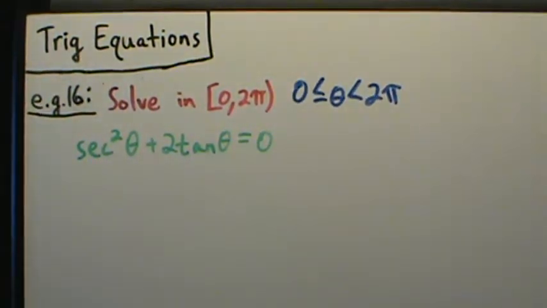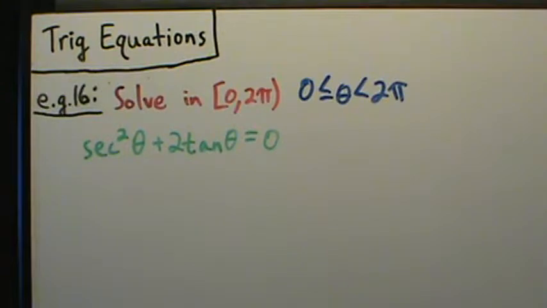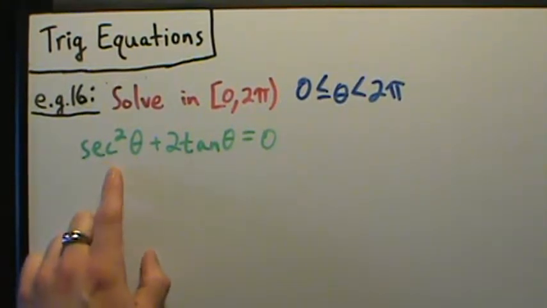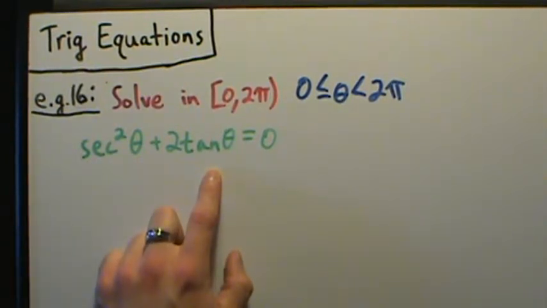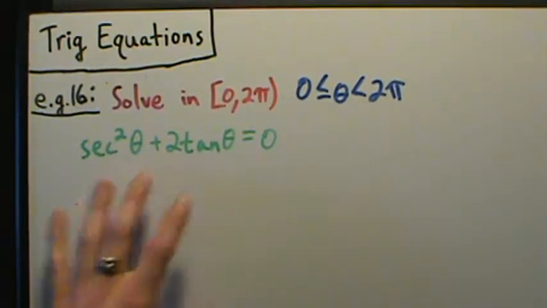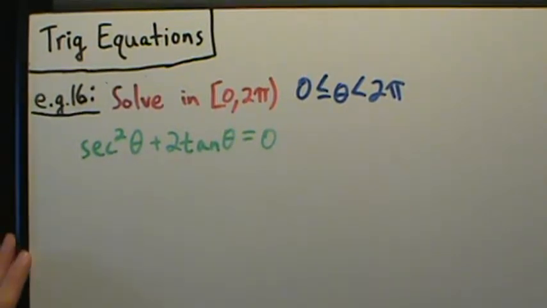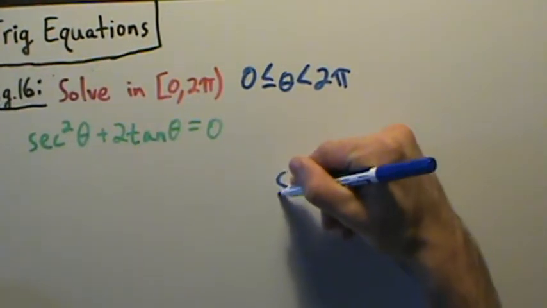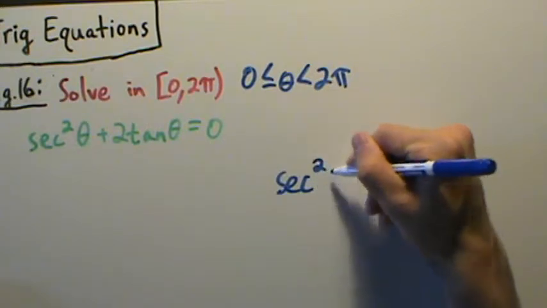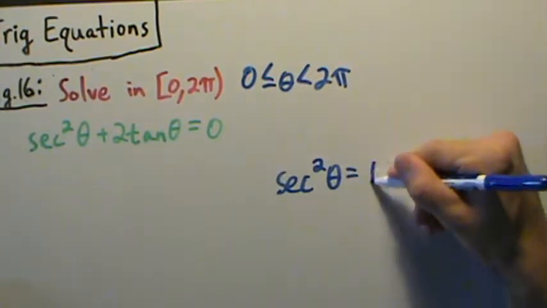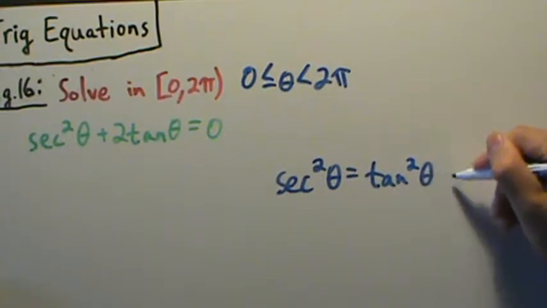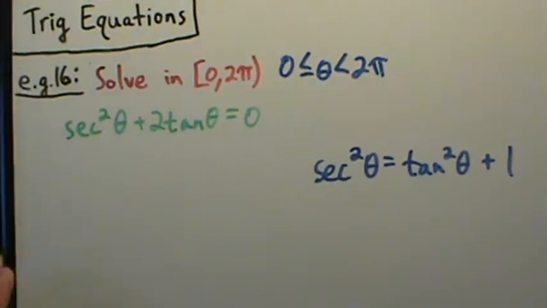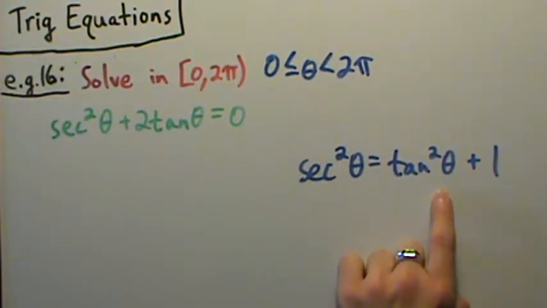Okay, so just like in the last couple of examples, the first thing we're going to do is use a trig identity. The reason is here we have a secant squared and then here's a tangent. We would like to get everything in terms of just one trig function if we can. So we want to think about, is there some trig identity that relates secants and tangents to each other? And yes, there is. It's one of the Pythagorean identities. It says secant squared of theta equals tangent squared of theta plus 1.